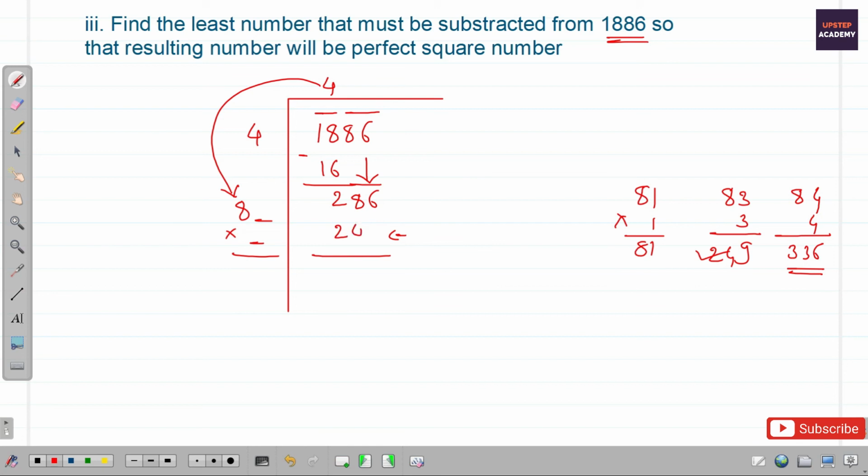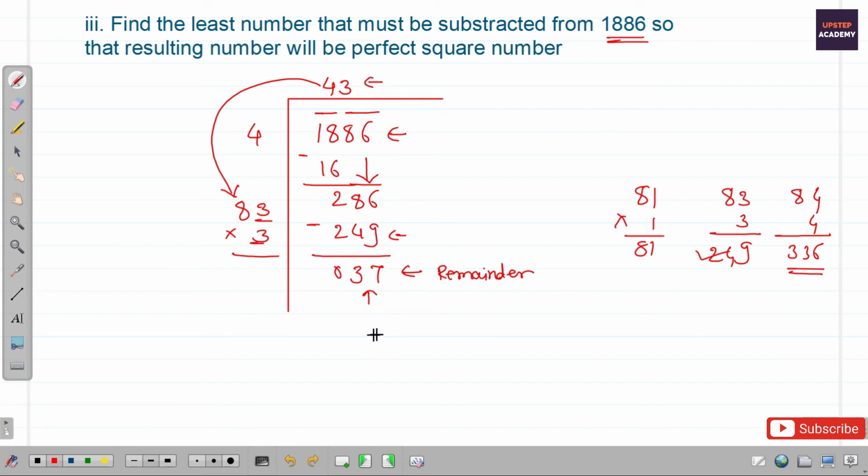So let me write 249 here, and the number coming over here is 3, so let me write 3 over here. Let me do the subtraction of it. So 16 minus 9 is 7, 37, and here it will be 0. So you can see the remainder over here is 37. It means what? If we subtract this 37 from the given number, the remaining number will be a perfect square number, and its square root is 43.